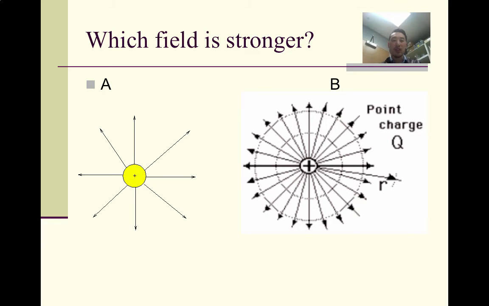Which of the fields is stronger, A or B? If you said C, you're not paying attention. But the answer is B. Ding, ding, ding! And we know that because of the density of the lines. There's a lot more lines there.